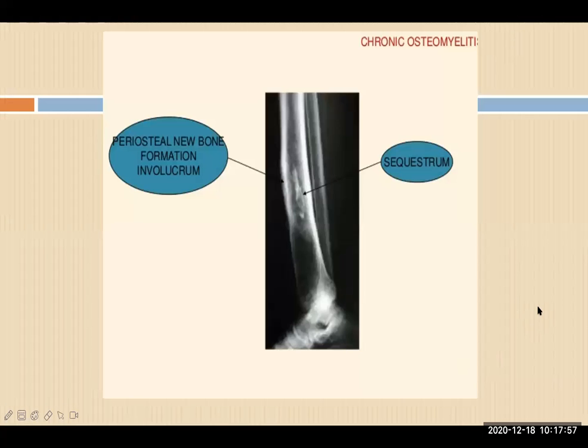So to summarize, chronic osteomyelitis is all about the presence of sequestrum and involucrum. Sequestrum is a piece of dead bone which is present right at the center, surrounded by periosteal new bone formation which is known as involucrum. Look at the density there, you can clearly see.